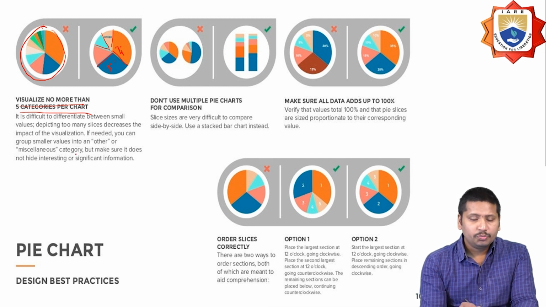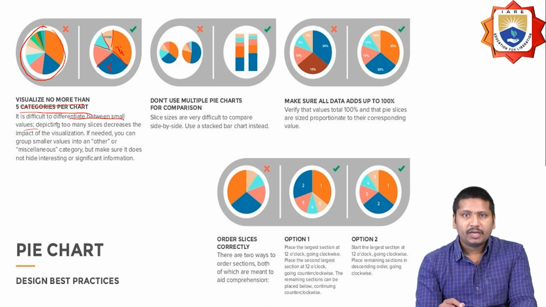Otherwise it is difficult to differentiate between the smaller values. Depicting more slices decreases the impact of the visualization, and if needed, you can group the smaller values into an other or miscellaneous category. And next, don't use multiple pie charts for comparison, because the slice sizes are difficult to compare side by side. Use a stacked bar chart instead.